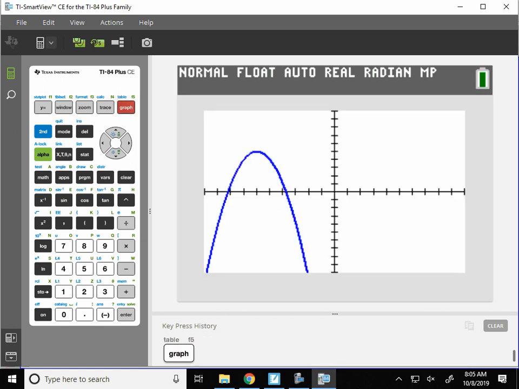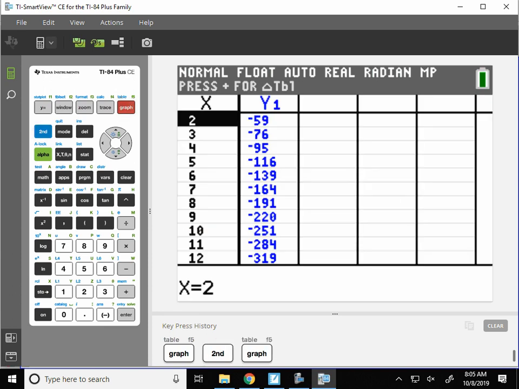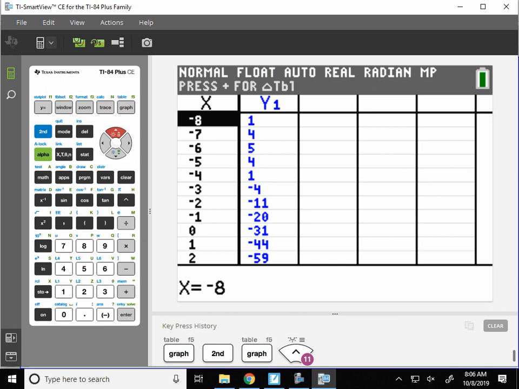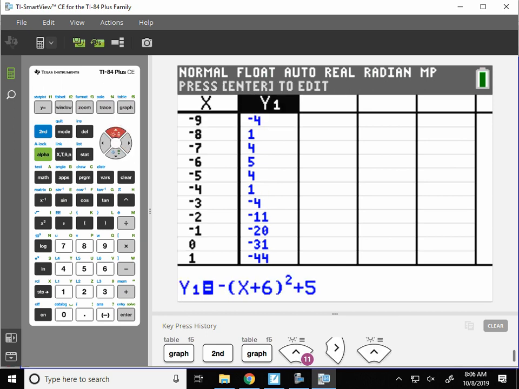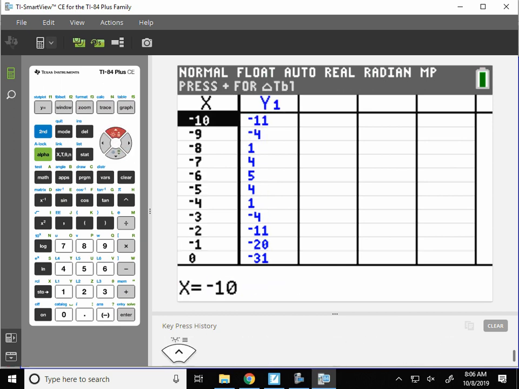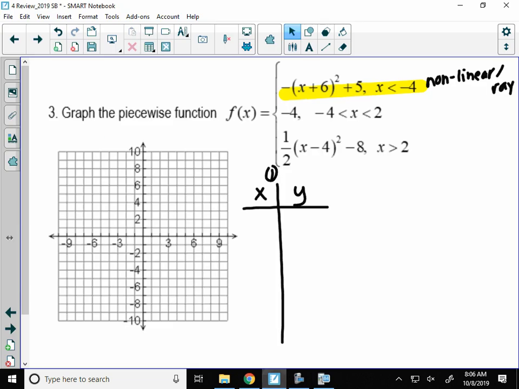So I need to plot, my domain is x is less than negative 4. When I look here, let's go back to negative 4. It looks like the points that are going to fit on my grid will be from negative 4 to negative 9. Those should all fit on my grid. So let's copy those over. We'll go from negative 9. And when I plot those points, I'll have negative 1.